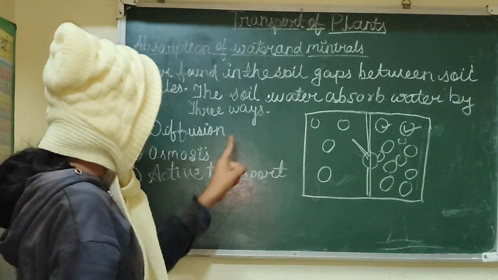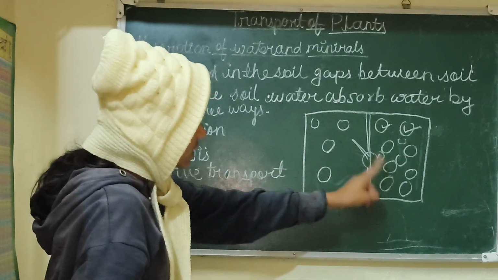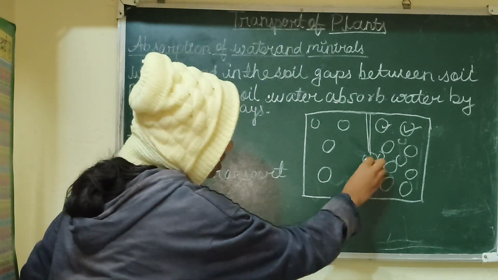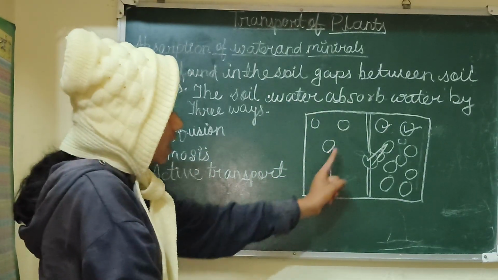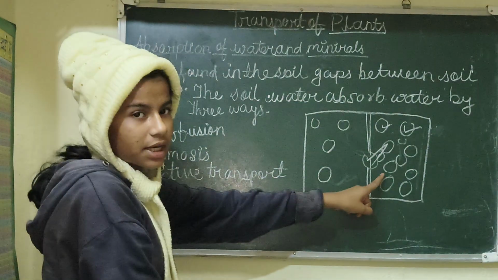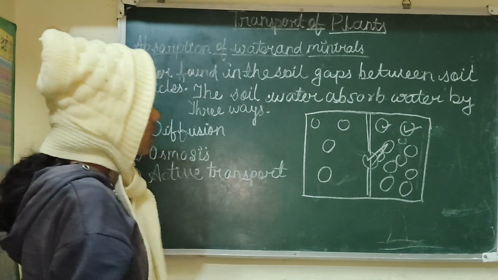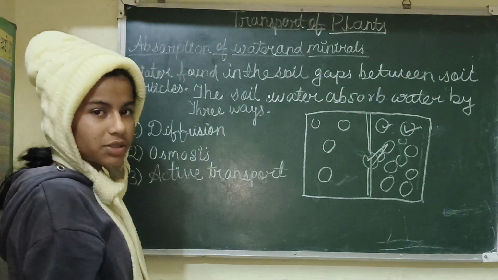We have seen in the first two processes that the high concentration areas move to the lower concentration areas, but in active transport, the minerals and water go from the low concentration areas to the high concentration areas, to generate more energy. So I hope you understood these three ways of transporting water and minerals in plants.